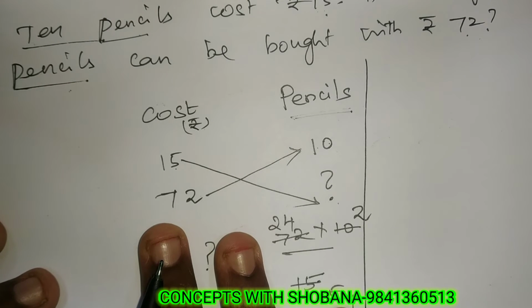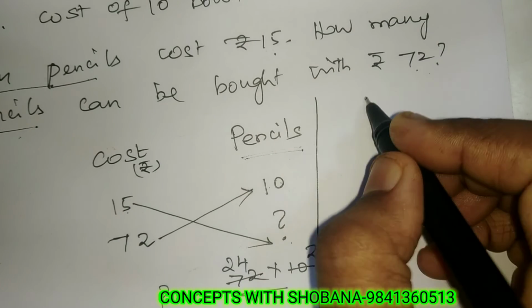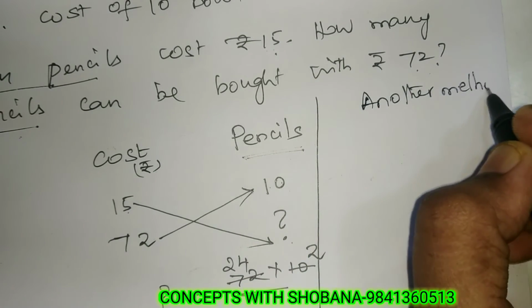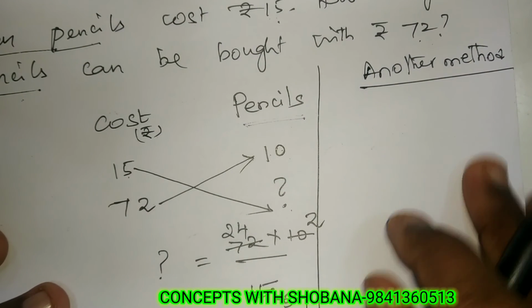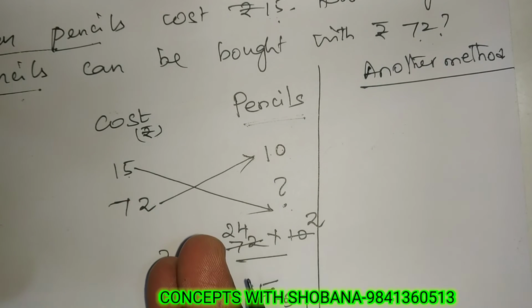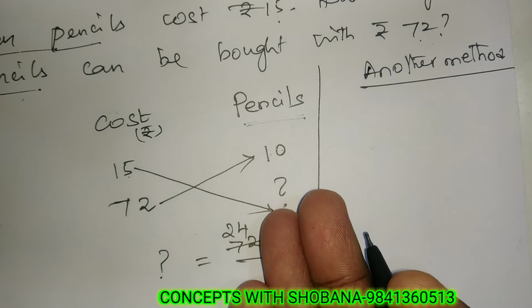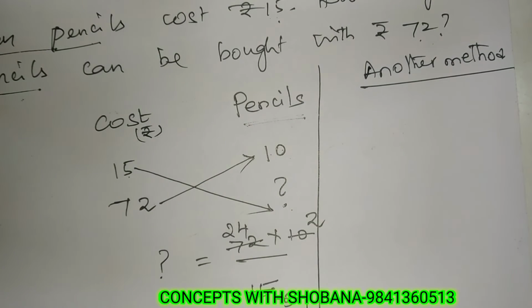So how will you use ratio here? What are we going to do? This is another method I am doing. Whichever method is simplified, whichever method you find easy, you can do in that method. See how to use ratios in this method. This is also ratio. Here also we have done ratio. We have compared 15 with 10 and 72 with the question mark. So we compared these two and we arrived at the answer.